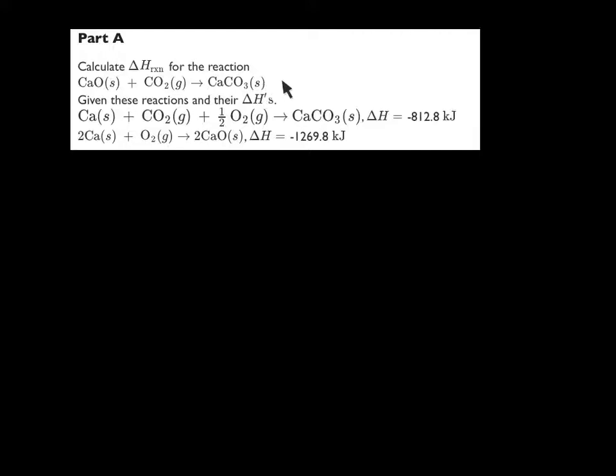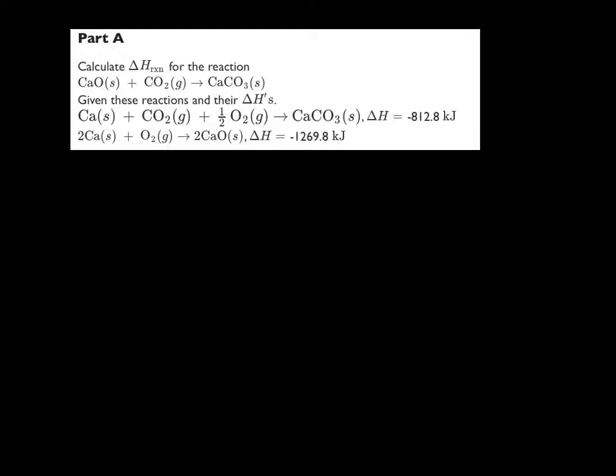So let's look at this first of all. What do we know? We know that CaO solid is in the reactants, CO2 is in the reactants, and CaCO3 is a product. Well, let's look at the first one, Ca plus CO2. CO2 matches with that. Plus O2, we don't know anything about that yet. We notice that CaCO3 is also in the product, so that one is fine. That doesn't need to be flipped at all.